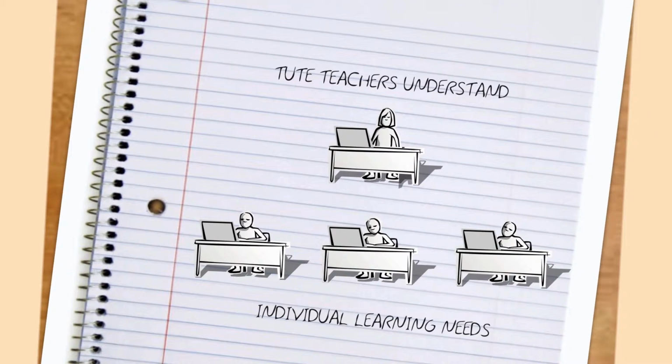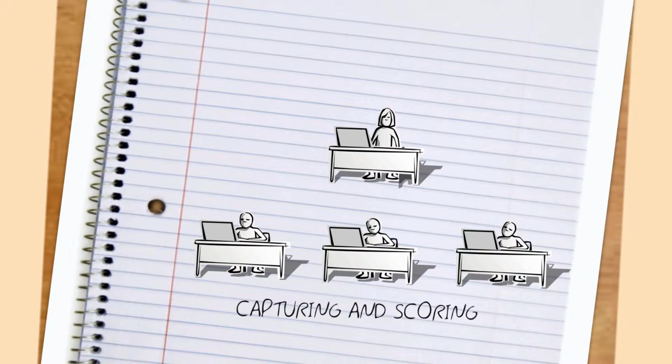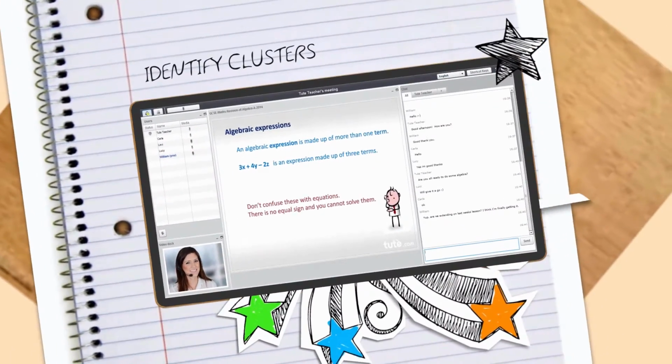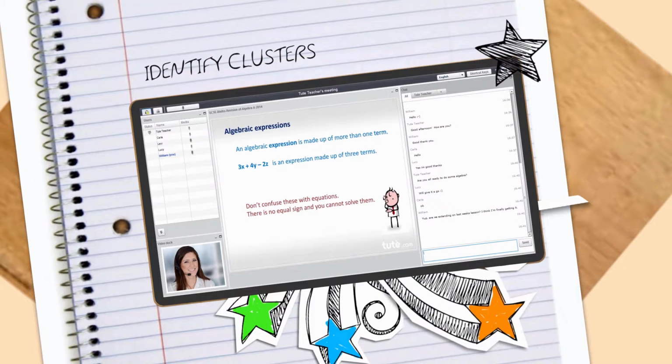The assessment lets Tute teachers understand the capability of each individual student in advance of the lesson. It does this by capturing and scoring the student whilst they are taking the online assessment module and sending this data to the teacher. Our teachers then identify student clusters and start to differentiate the lesson delivery to each cluster.